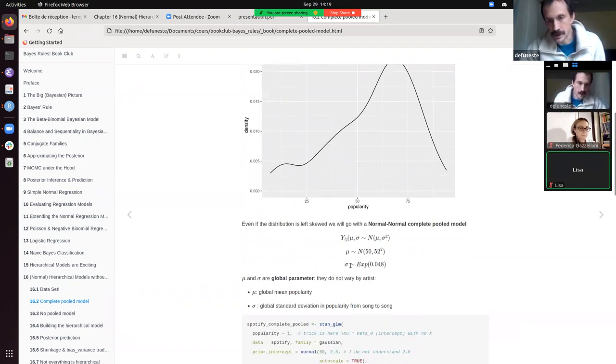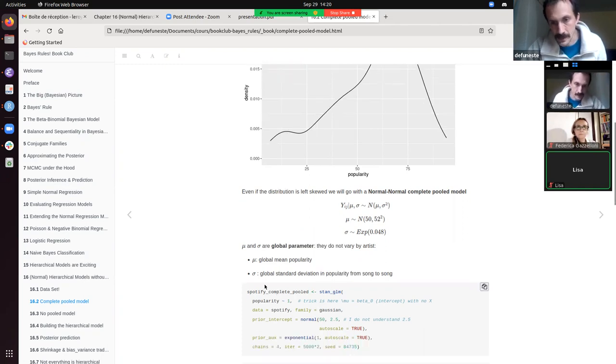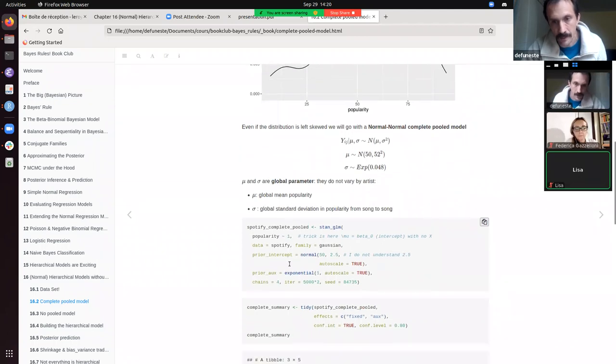And then the standard deviation prior is an exponential, mostly because we want it positive, but we have other choices of prior. I have a meme a bit below about this prior on the standard deviation. So mu and sigma are global parameters. Here you are just doing global, because we are just putting everything into one bag. And that's it. Mu is the global mean popularity of songs, and sigma the standard deviation between them.